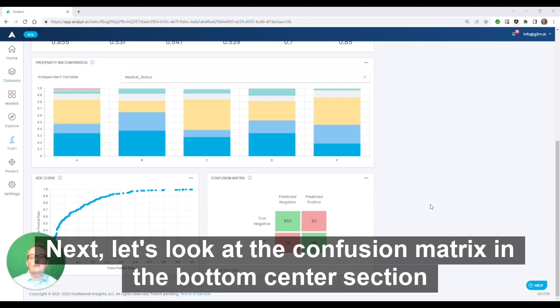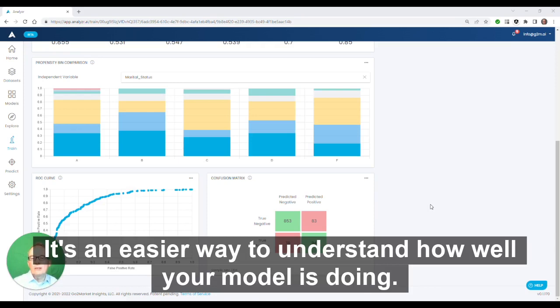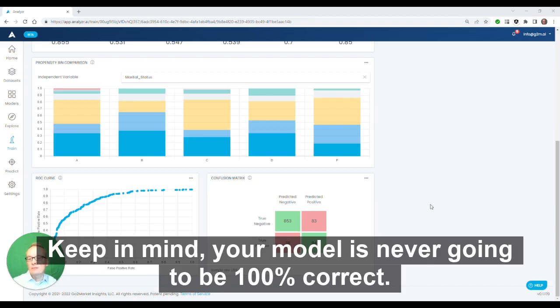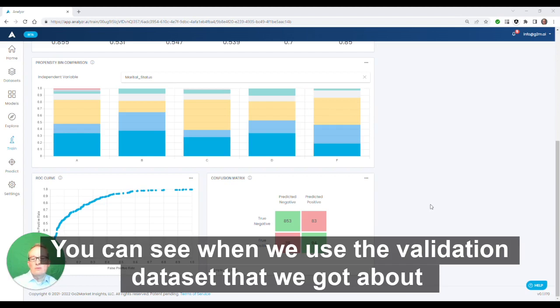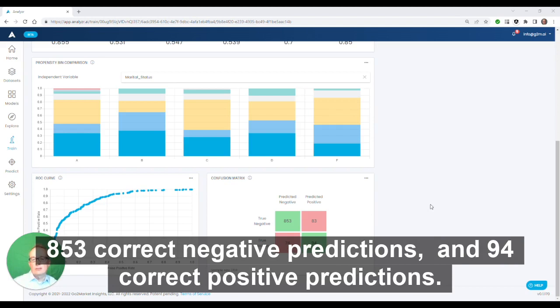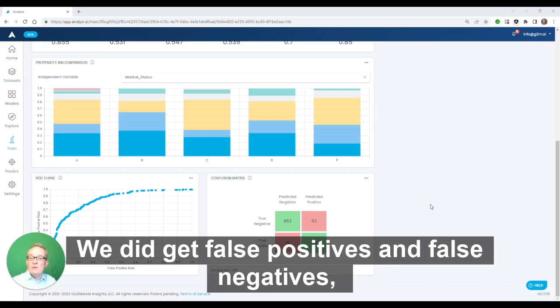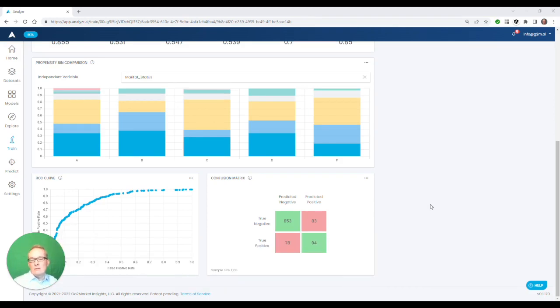Next, let's look at the confusion matrix in the bottom center section of the screen. It's an easier way to understand how well your model is doing. Keep in mind your model is never going to be 100% correct. The question is, how good or bad is it? In this case, you can see when we use the validation data set that we got about 853 correct negative predictions and 94 correct positive predictions. We did get false positives and false negatives, of course. We got 83 false positives and 78 false negatives. That gives you a feel for how good your model is.